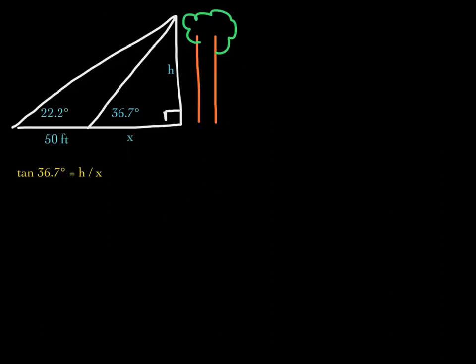All right, here we go. So tangent of 36.7 degrees would be opposite over adjacent, so h over x. What I would like for us to do here is to solve for h. Multiply both sides by x. So we get that the height of the tree is equal to the product of x and tangent of 36.7 degrees. Keep this handy, everybody. This is going to be really important. We'll come back to this. Now, let's do the same kind of thing, but with this angle.